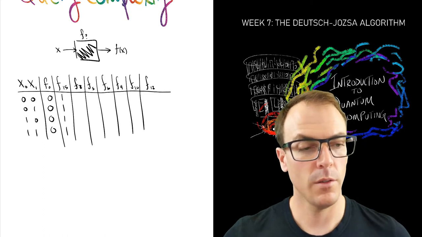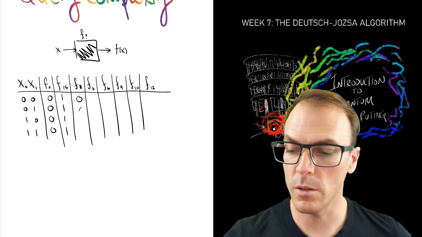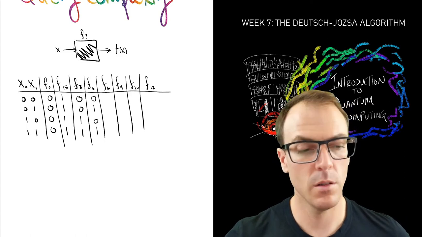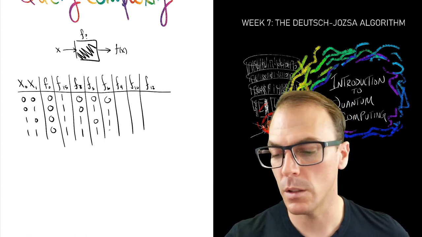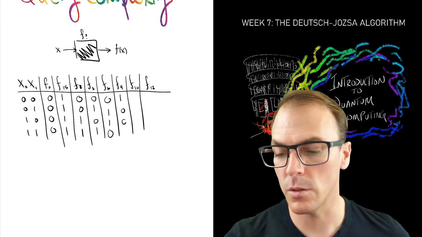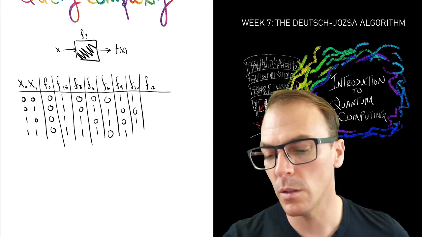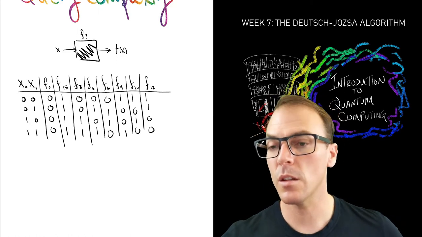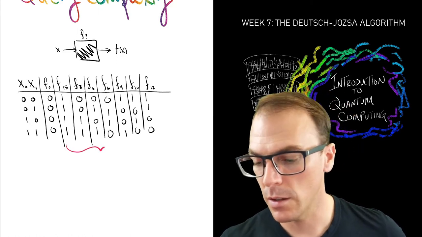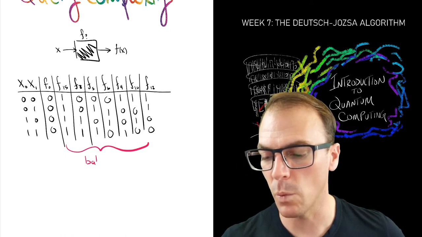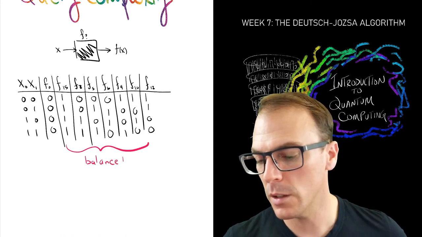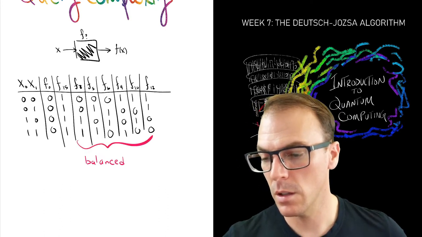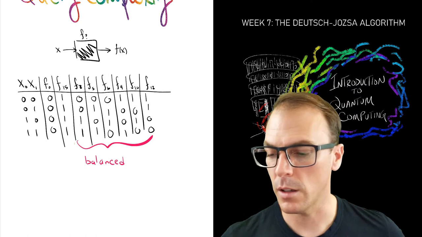So f3 was 0,0,1,1. 1,0,0,1, 1,0,1,0, 0,1,1,0, 1,0,1,1, 0,0. So these are the functions that have the same number of zeros and ones for their outputs. These ones. And these two are constant.